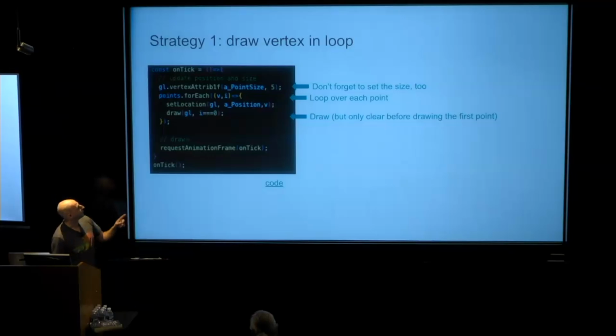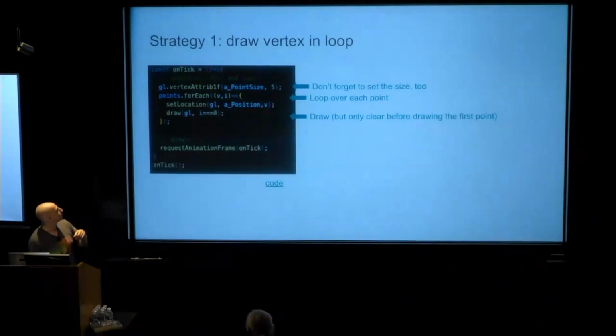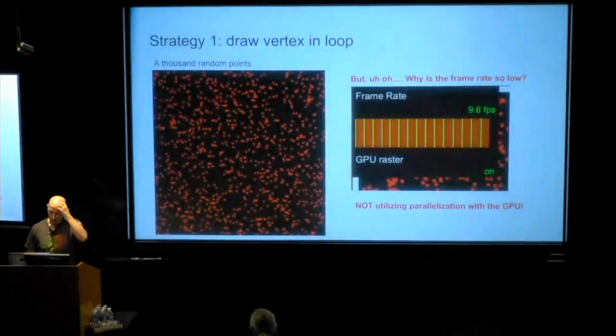First thing you have to do is don't forget to set the size also. So we're setting the size of the point. Now we're going to loop over however many points we're using, and we're going to say draw, but only clear the first time. Every time you're doing a new frame, you start by clearing, and to render all the points in your frame, you loop through all the points and draw. So you only clear the first time. This will work, actually.